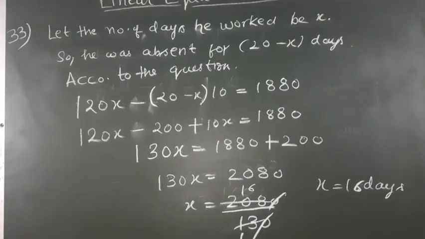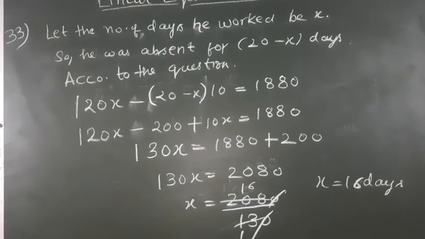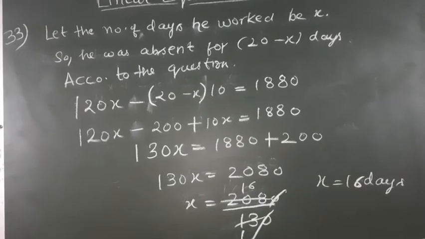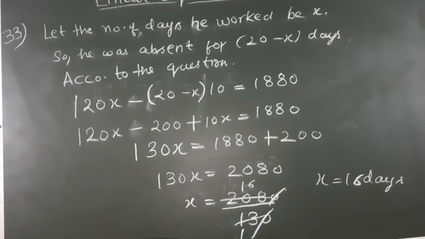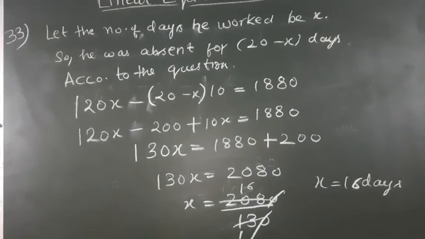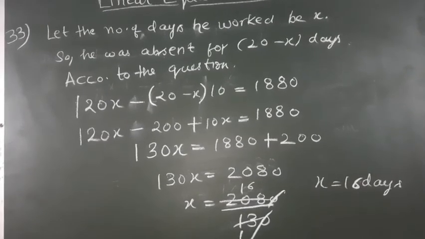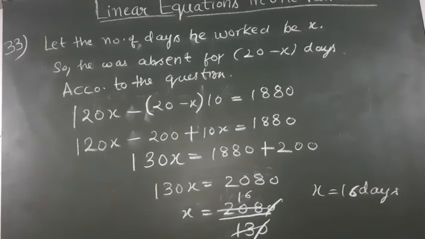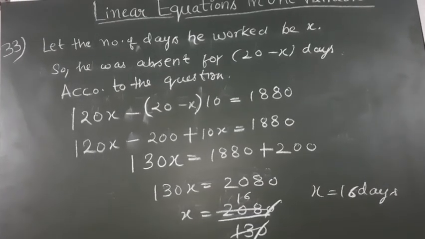Now the value of x is 2080 upon 130. And once you simplify, the 0s will be cancelled. 13 ones are 13, 7 remainder, 13 6s are 78. So the final answer will be 16 days. I hope you must have understood this question, students. Moving on to the next question of this exercise, that is question number 34.